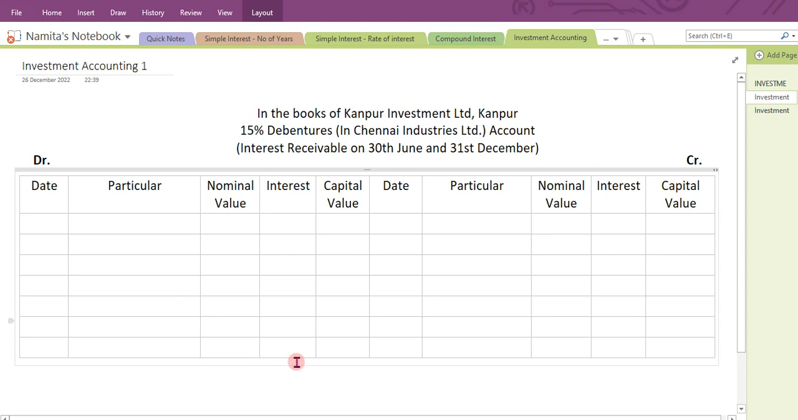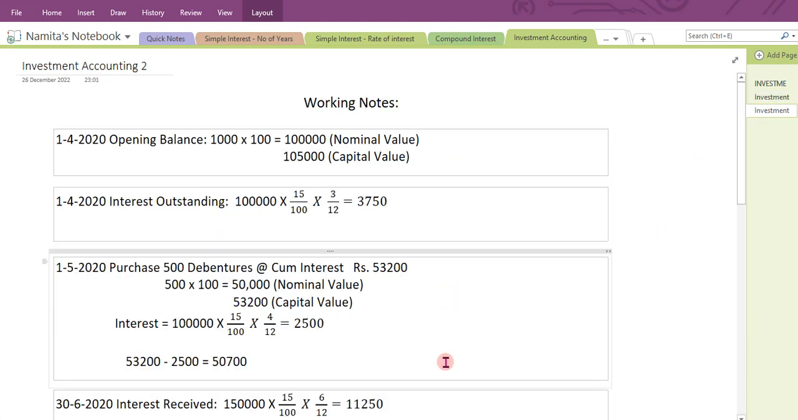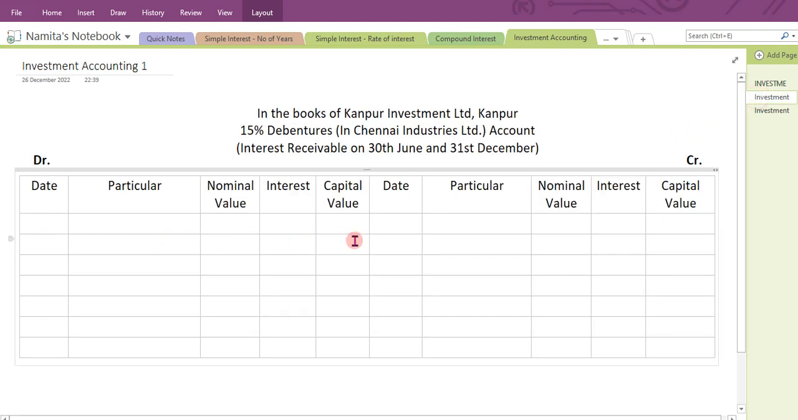This is the format. After preparing the format, there will be some working notes. In working notes you basically have to calculate the interest, and after calculating the interest, in the format you have to pass the entries, date wise. So now hope you have understood.